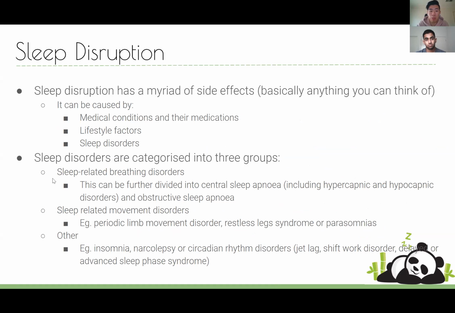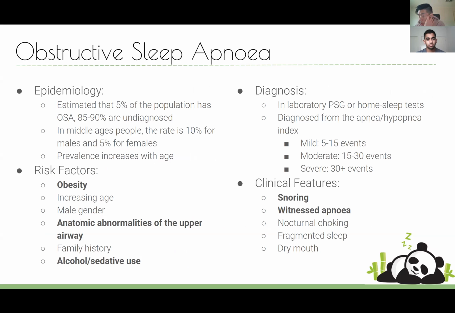In terms of effects of sleep disorders, they are exactly what you would expect them to be: medical conditions, lifestyle factors, and sleep disorders. The sleep disorders themselves can be classified into a couple of groups: sleep-related breathing disorders, sleep-related movement disorders, and then some other things that are related to sleep but aren't really categorized. The most important one of these is OSA, obstructive sleep apnea.